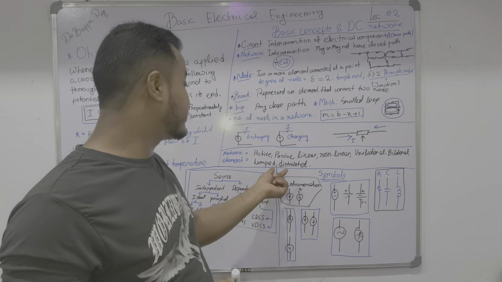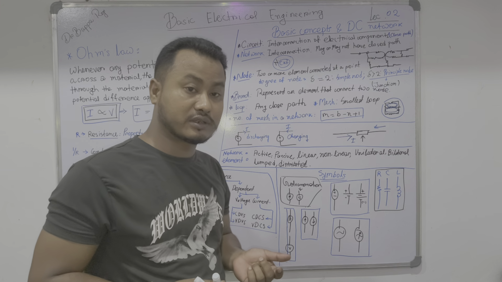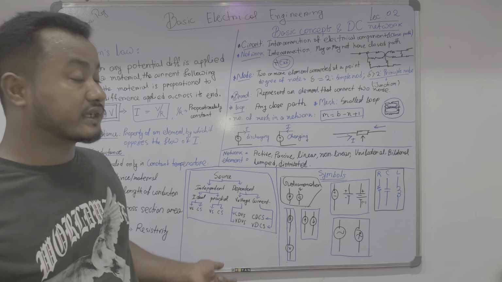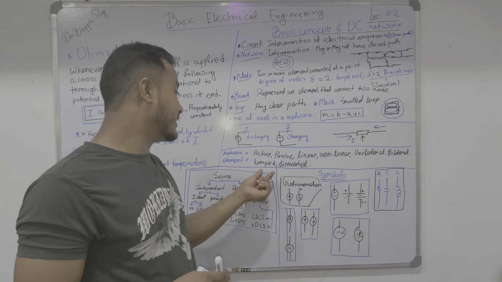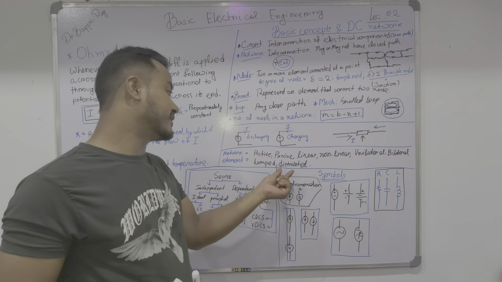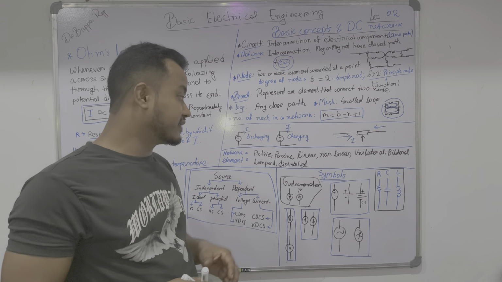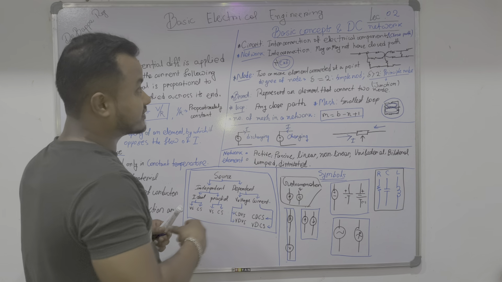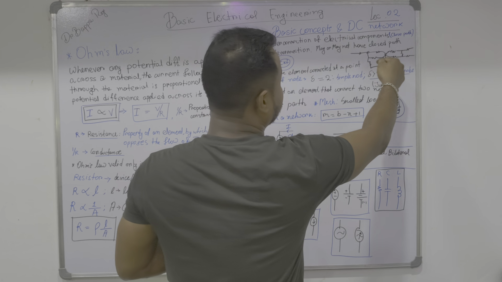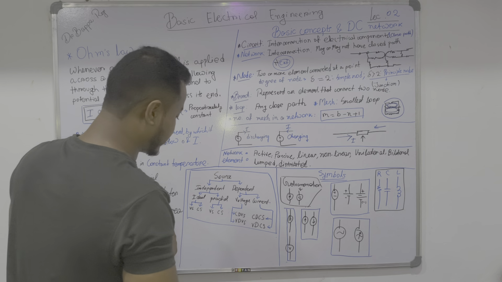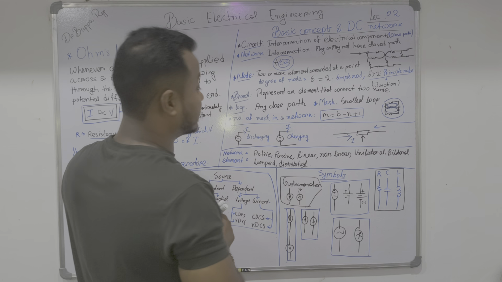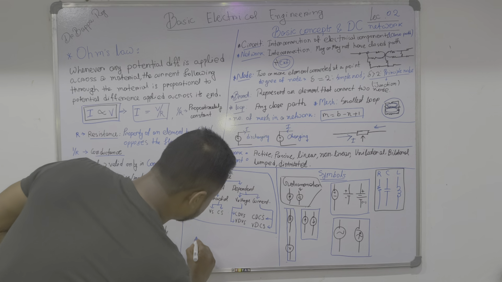Then lumped and distributed. Lumped is very important in network analysis. Lumped parameter and distributed parameter. Lumped means, suppose for any circuit, I have drawn one circuit here. I will draw it again.